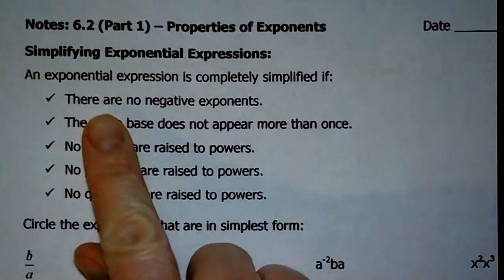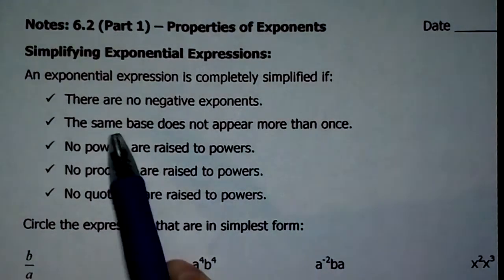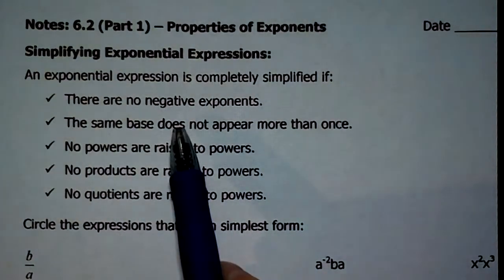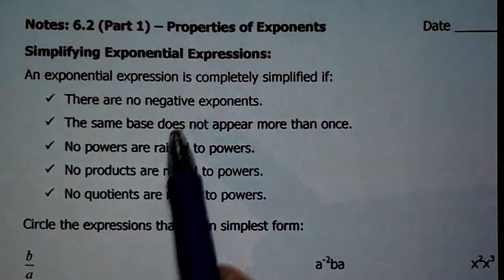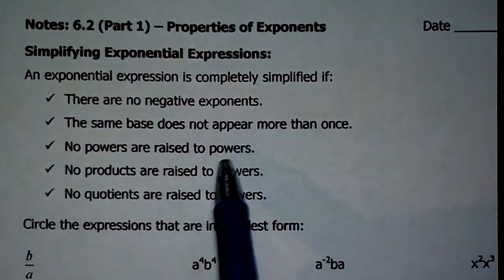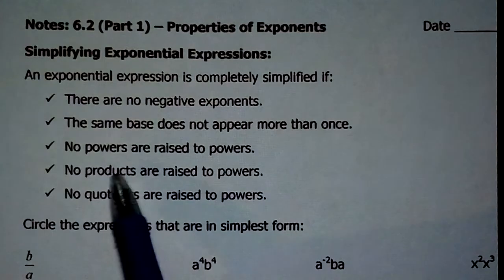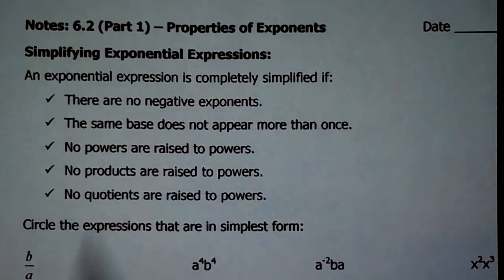So first off, you're not allowed to have a negative exponent in an expression that's in simplest form. You can't have the same base appear more than once. If you repeatedly multiply the same base or you divide the same base, you're able to simplify those together. You can't have any powers raised to a power. You can't have any products, a multiplication problem raised to a power. And you can't have any quotients raised to a power. This means that you can't have a multiplication problem within the problem, and you can't have a division problem within the problem that are raised to powers.